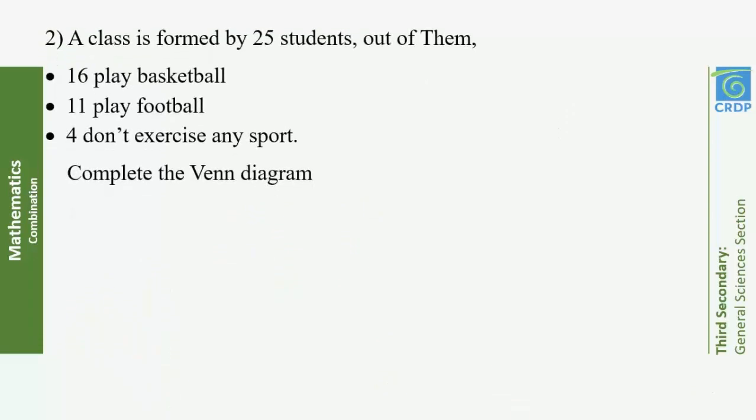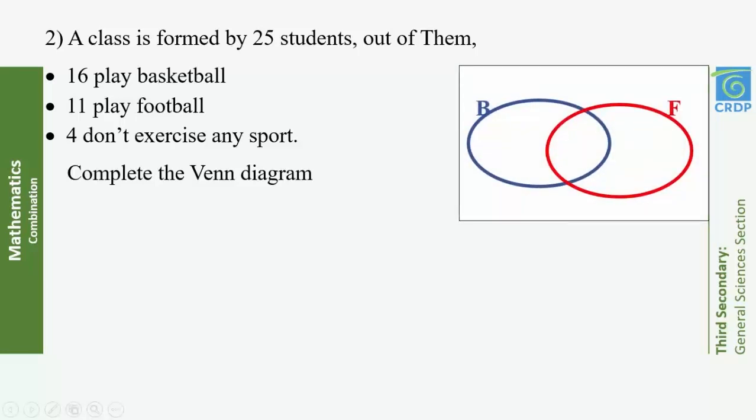In the second activity, we have a class formed by 25 students. Out of them, 16 play basketball, 11 play football, and 4 don't exercise any sport. Complete the Venn diagram. What is a Venn diagram? We have a rectangle for the whole class. The blue oval is for students who play basketball and the red oval is for students who play football. This space in between, the common space, is for students who practice both sports.